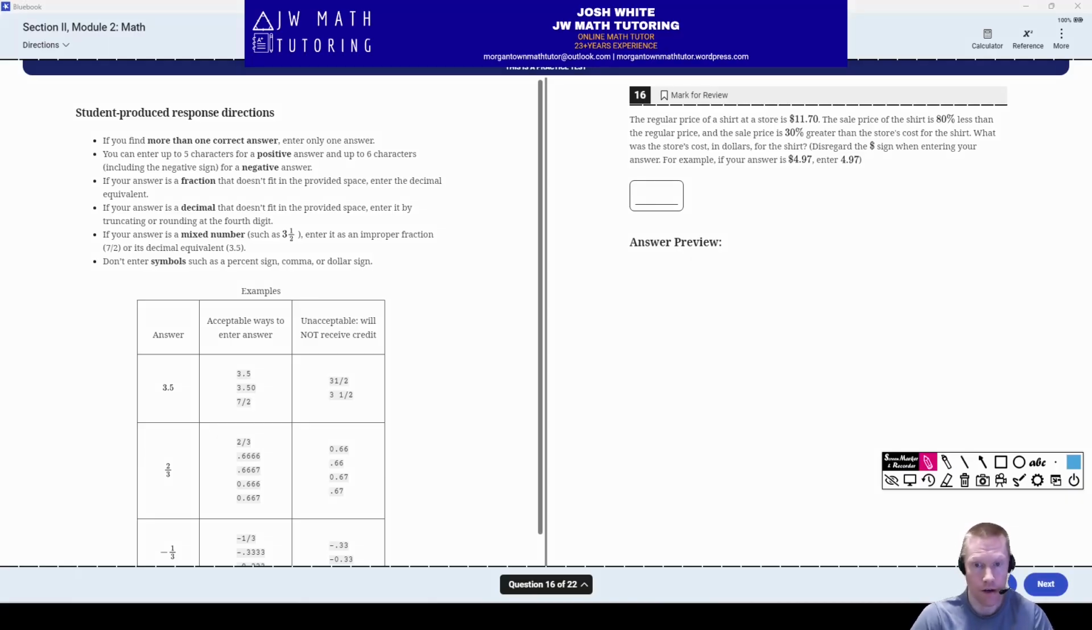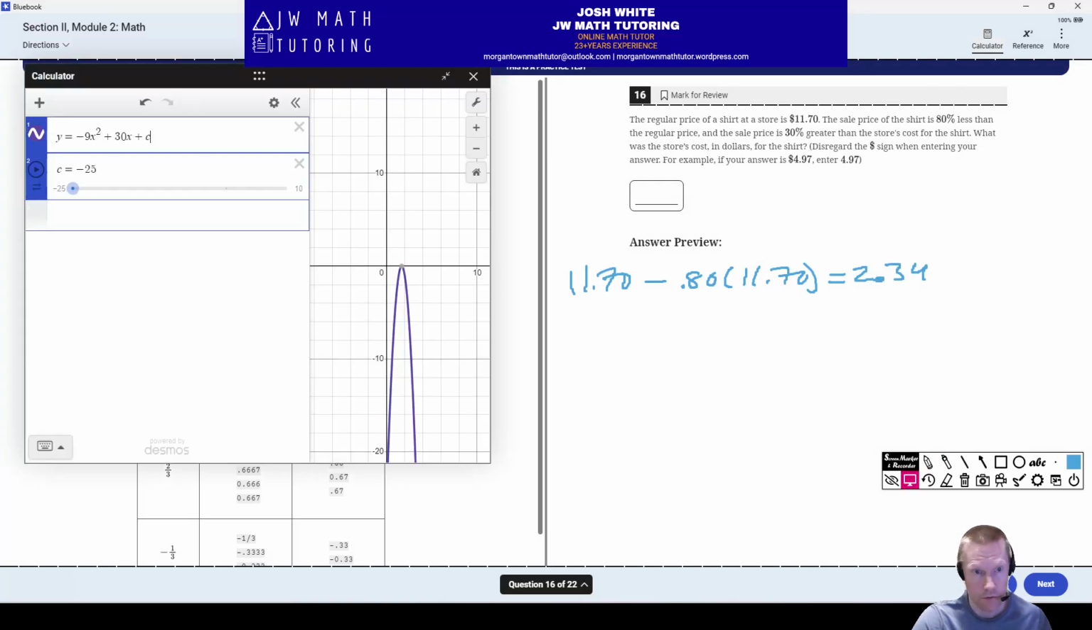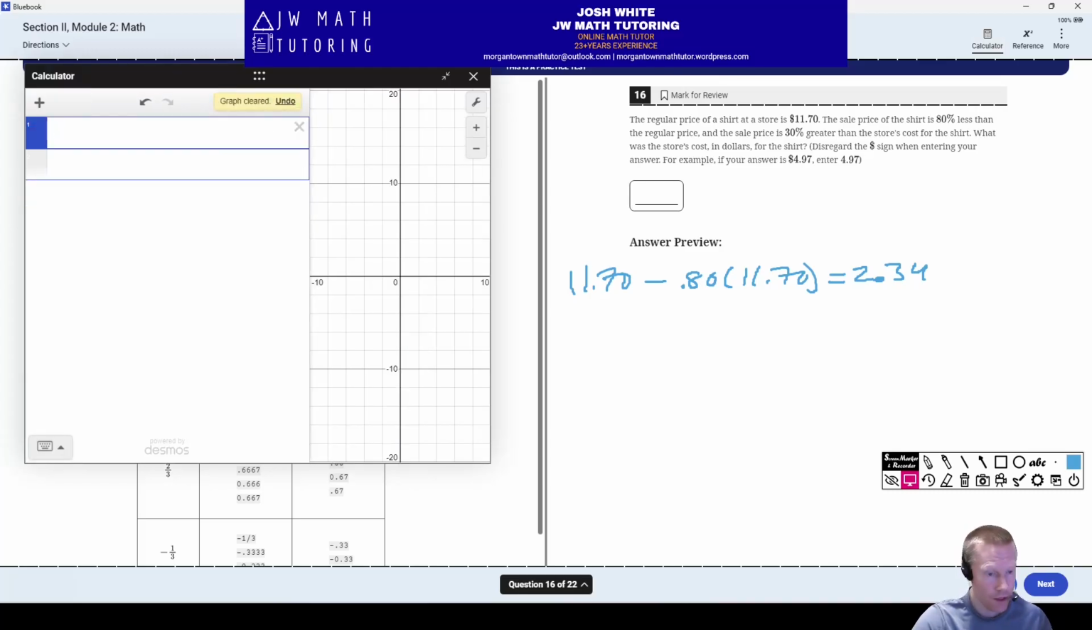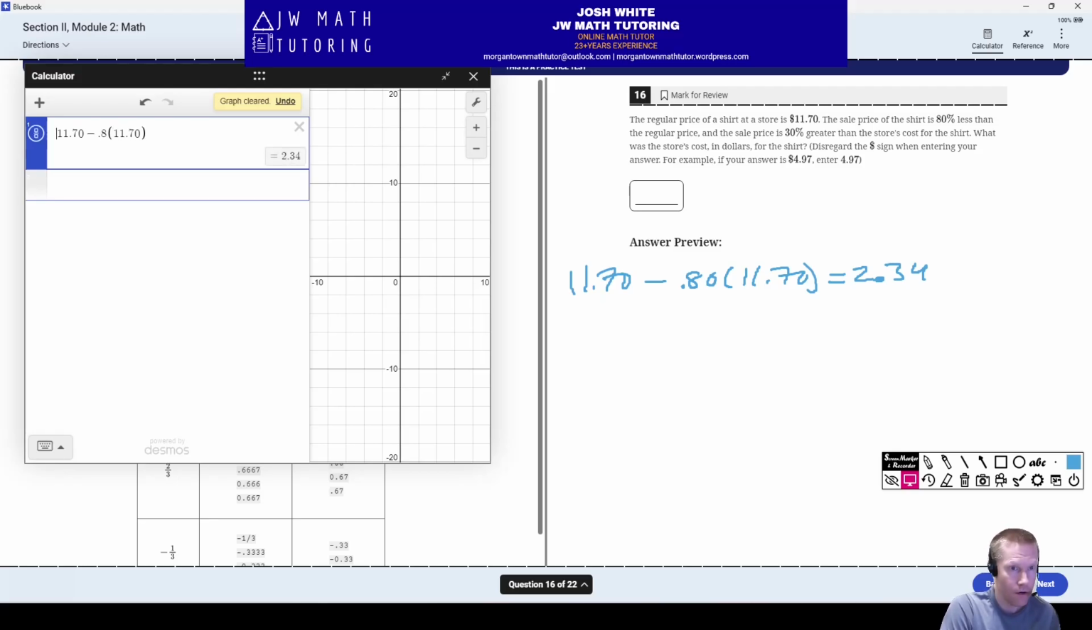Next up, we have a question dealing with discounting the price of a shirt. So we start at 1170, and the sale price is 80% less than this. So we're going to take away 0.8 times 1170. When you do that, and you can just do that in Desmos, you should get the sale price equal to 234. So let's just confirm that. Okay, I'm going to call this S for the sale price, 234.